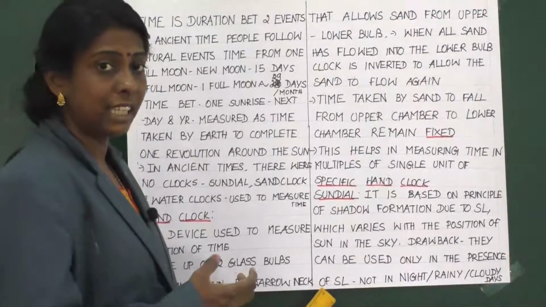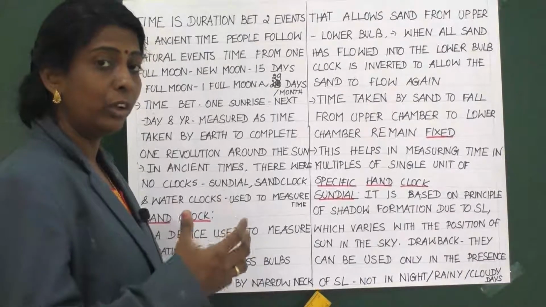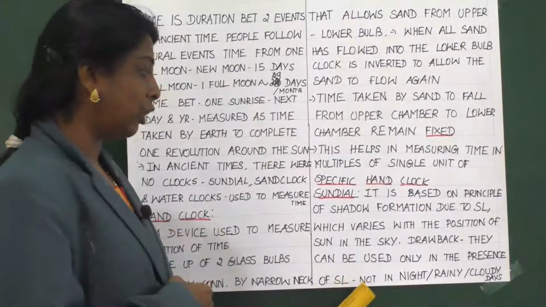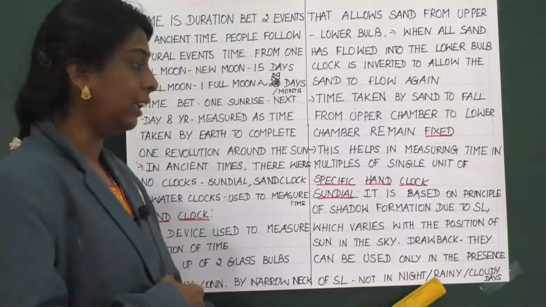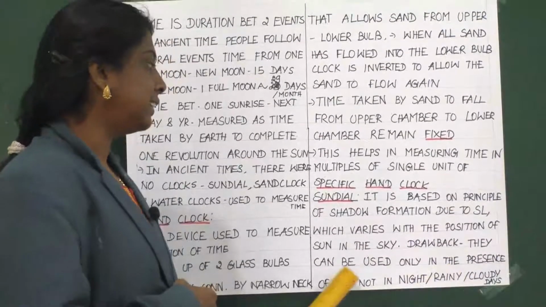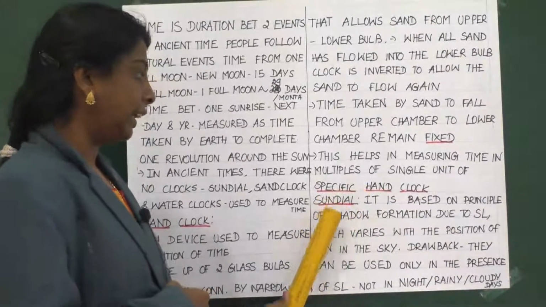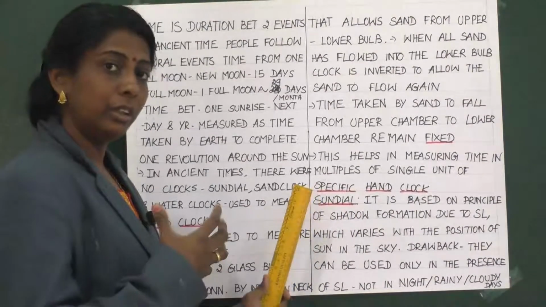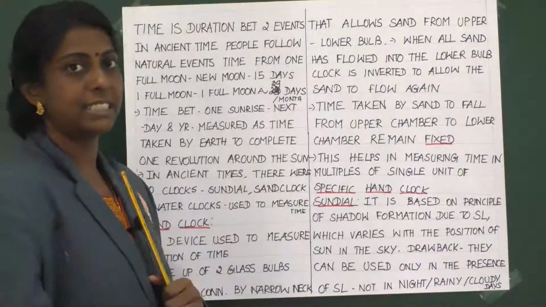Only in the presence of sunlight. That is to say, we cannot use this at night time. It's not used at night time or on rainy or cloudy days. Clear, children? Yes. But still, this is also one instrument that they used to measure the time, the sundial.